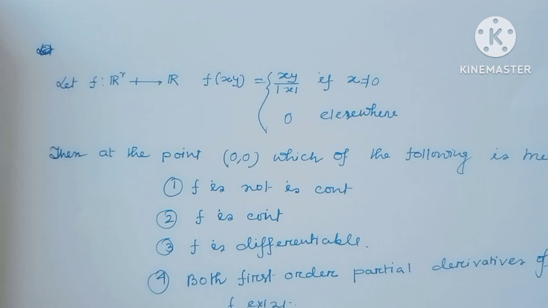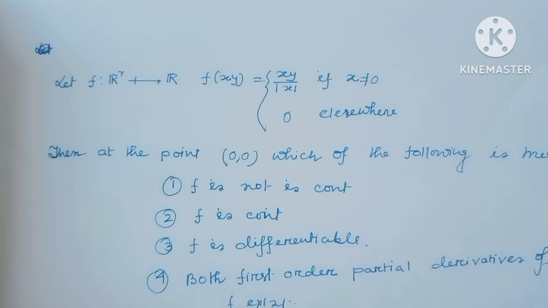Question: f defined from R2 to R, defined as f of (x, y) equal to xy divided by modulus of x, if x is not equal to 0, this is defined, and elsewhere the value of f(x, y) is 0. At first, I will see if f is continuous at the point (0, 0).